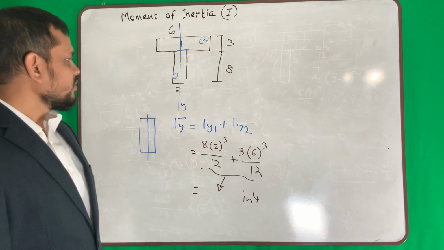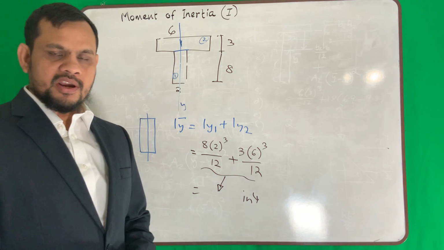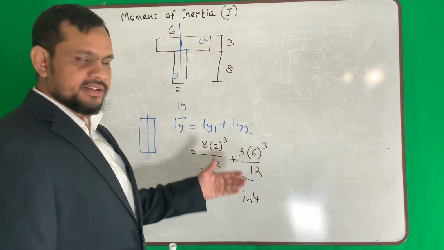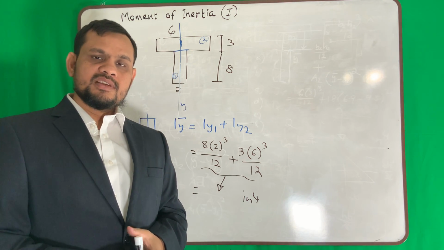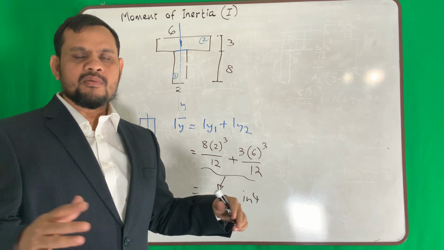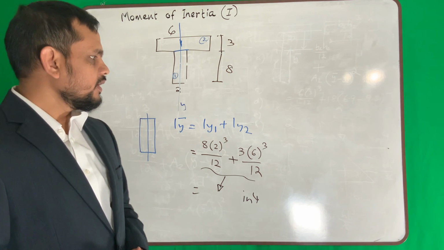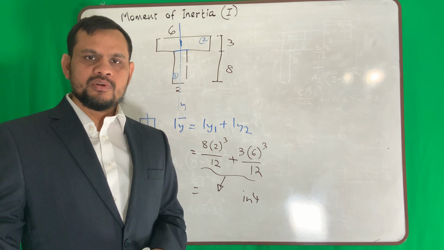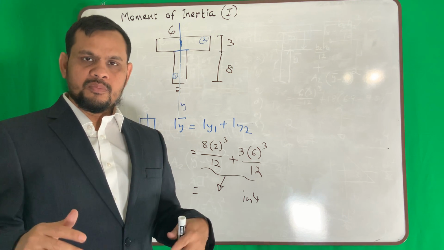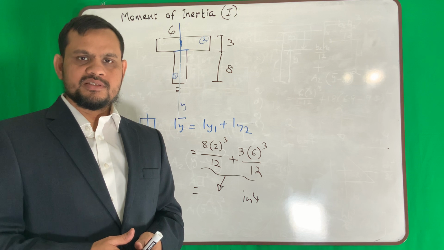Okay, so hopefully you understood how to find moment of inertia about the x-axis and y-axis of a T section. Now this is the same principle for any kind of composite section. Okay, so I will stop here. You can go to your book and solve more problems, and then you will understand better.